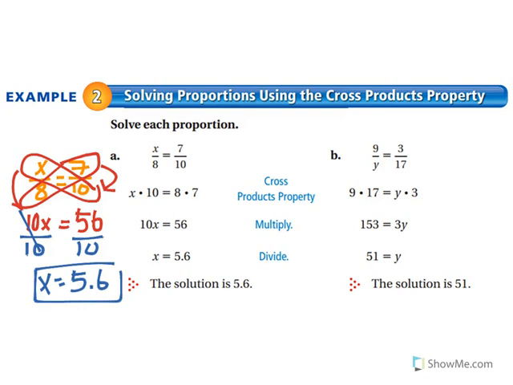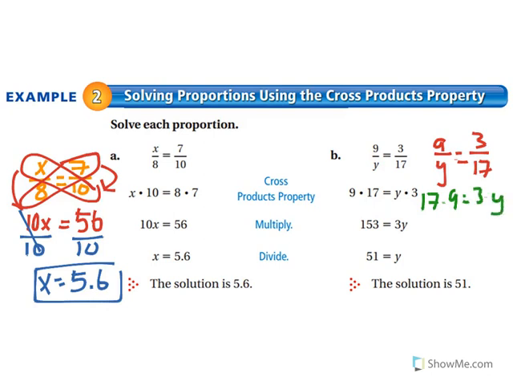Now I'm going to show you the way the book does it. It's a slight modification of what I showed you there. Again, I don't care which way you do it. Either way is fine with me. We have 9 divided by y equals 3 over 17. And again, we're going to multiply 17 by 9. So I'm going to put down 17 times 9 equals 3 times y.